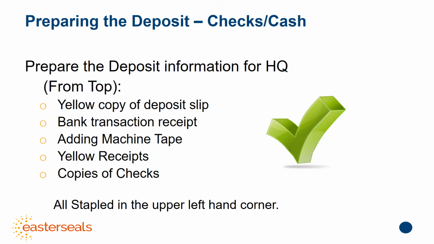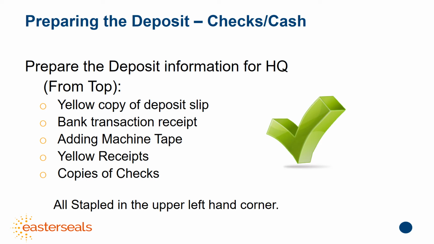So, looking at a deposit from the top, this is how you're going to prepare your batch to send to headquarters. From the top, you're going to have the yellow copy of the deposit slip. Underneath that is going to be the bank transaction receipt. That's the one that the person depositing will bring back to you. Then you'll have the adding machine tape that shows the total. Then underneath that will be your yellow receipt copies, and underneath that will be any copies of checks and supporting documentation. Everything should be stapled on the upper left corner of the packet.